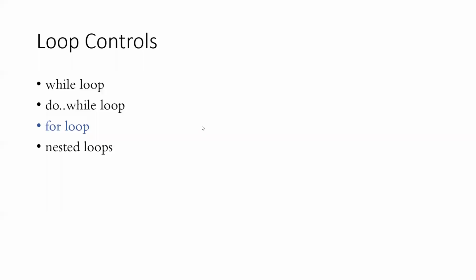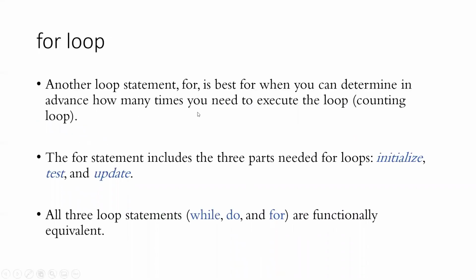Okay, so we have discussed the while and do while loops. For now, we will be discussing the third repetition structure, which is the for loop. Another loop statement, for, is best when you can determine in advance how many times you need to execute the loop.